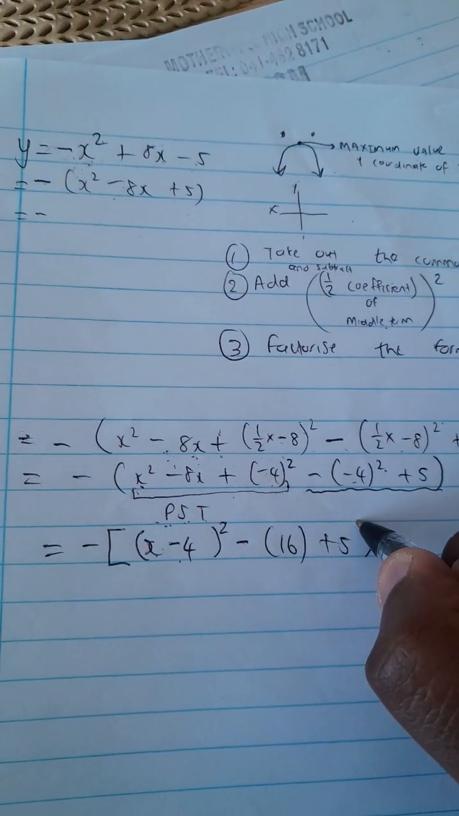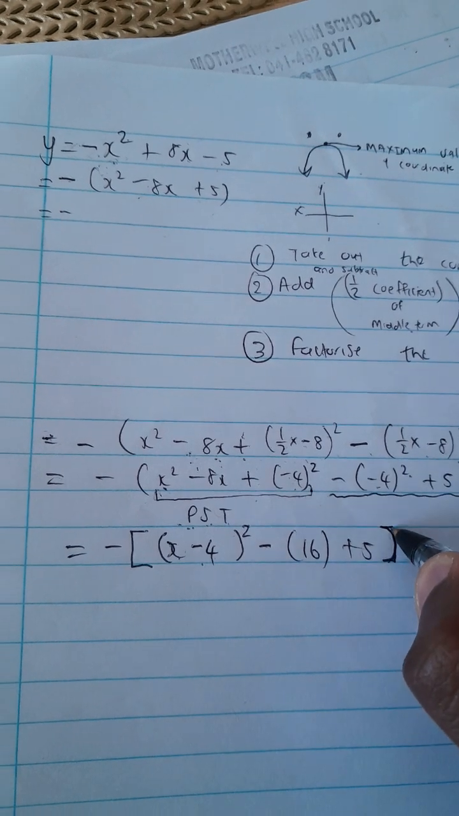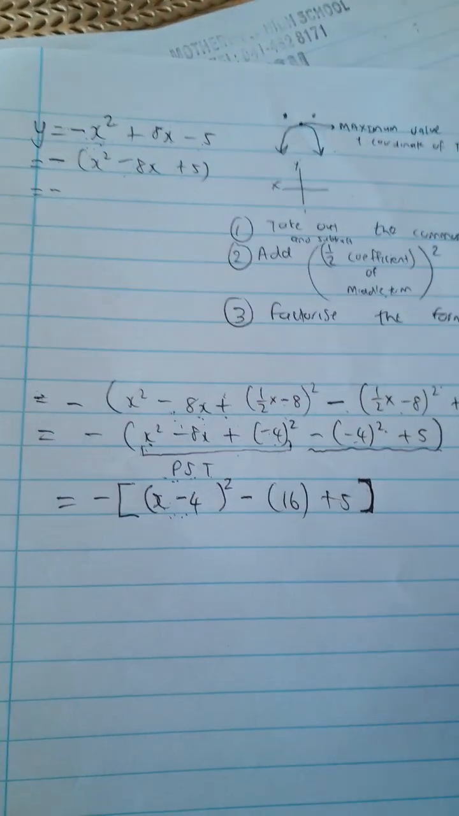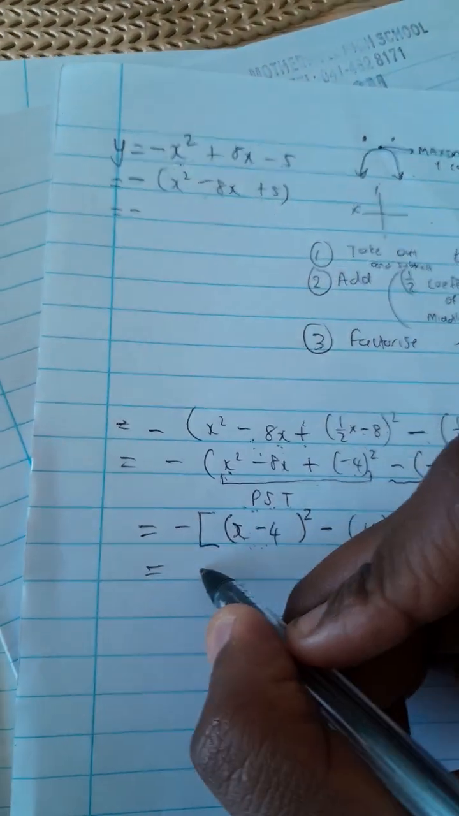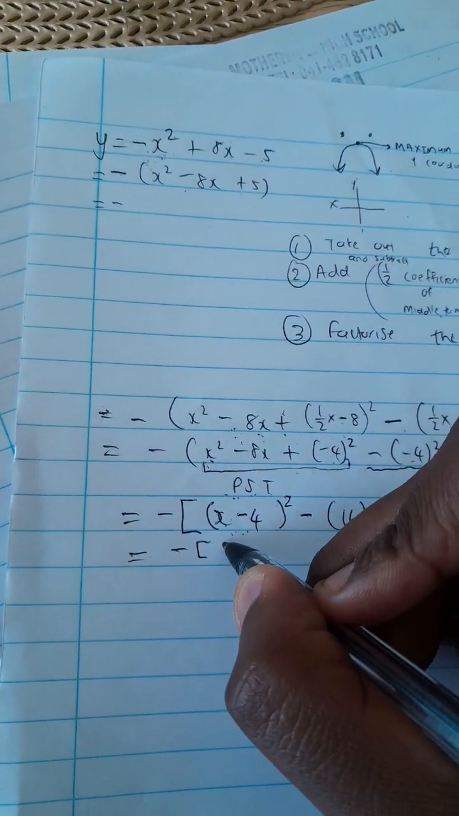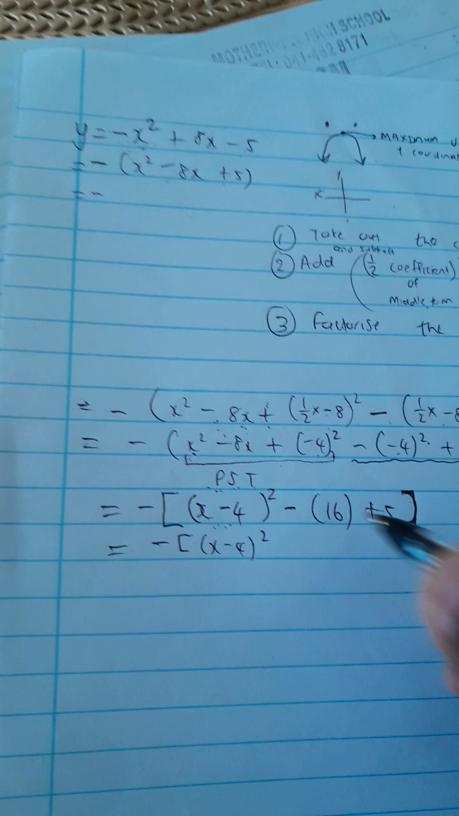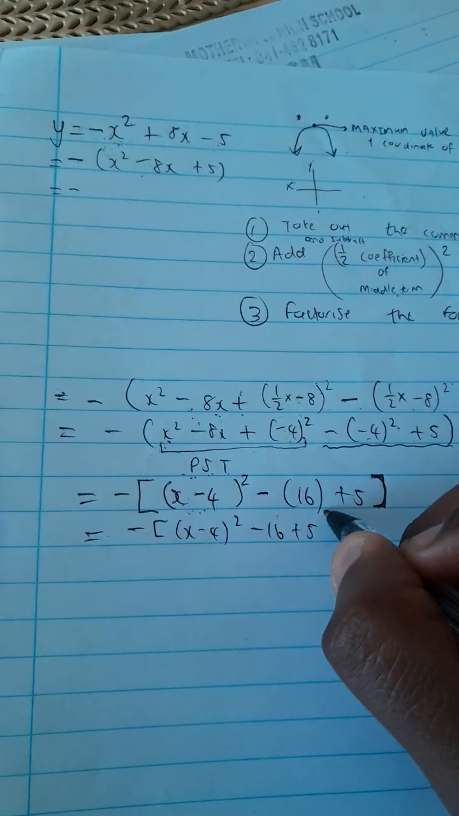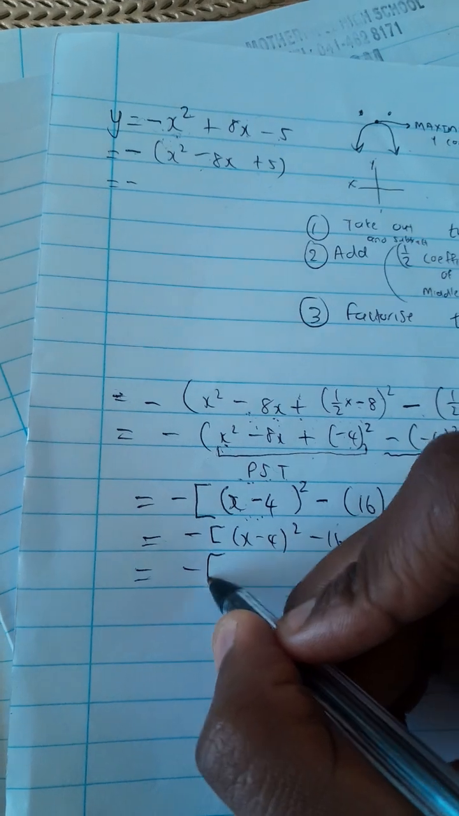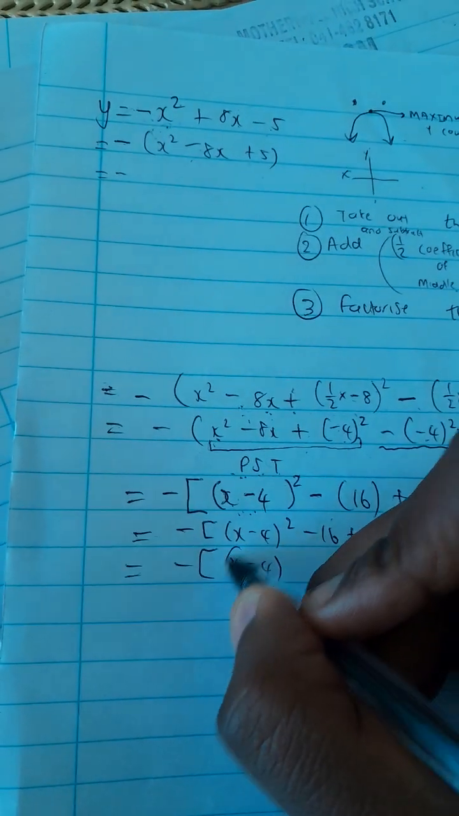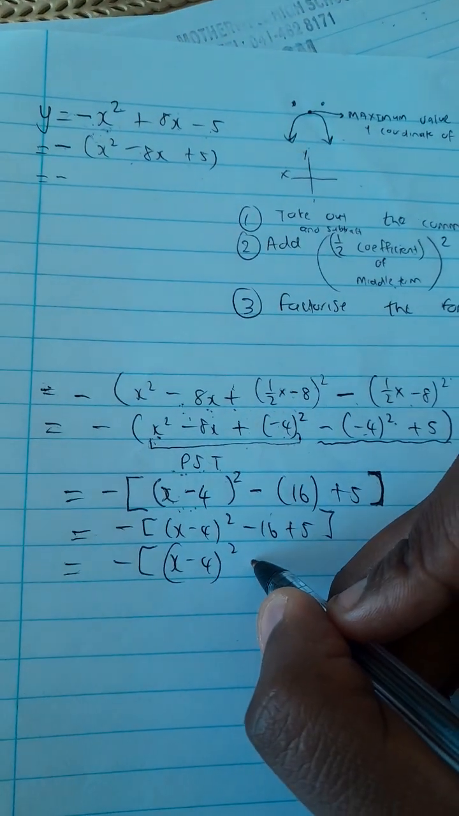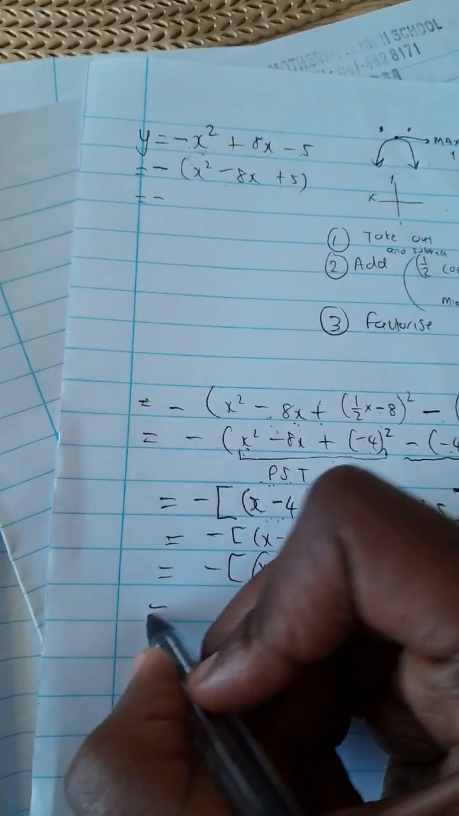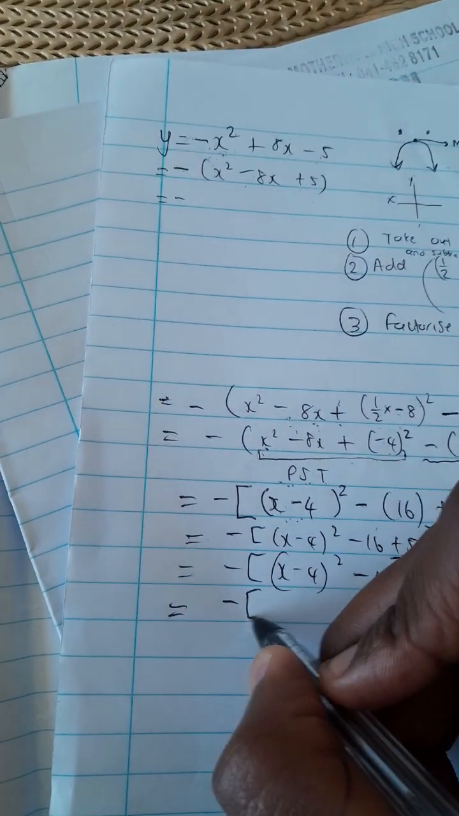Then I'm just going to put a square bracket in there just to distinguish between this bracket and the actual bracket for the entire expression. Then we write minus into x minus 4 the whole thing squared. What's minus 16 plus 5? Minus 16 plus 5 gives us negative 11.